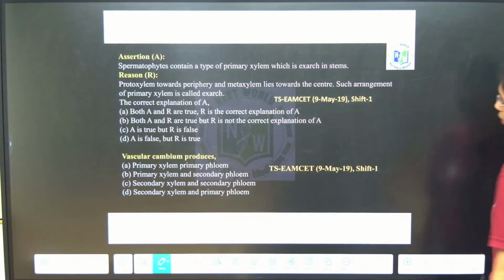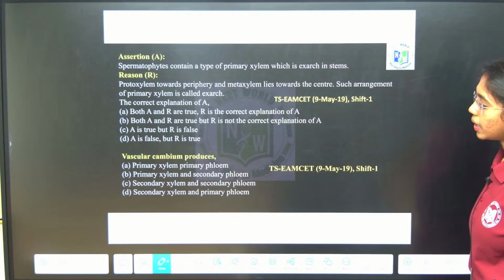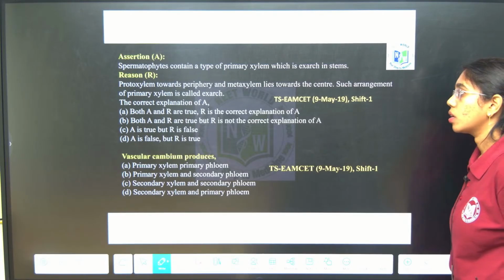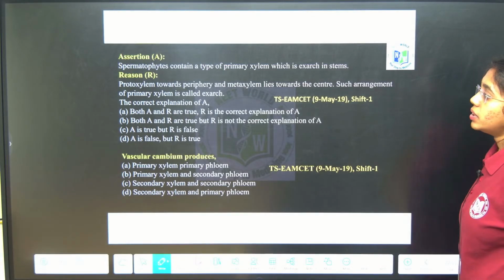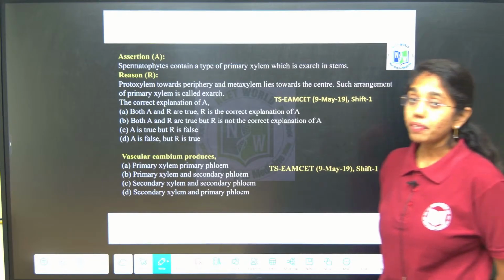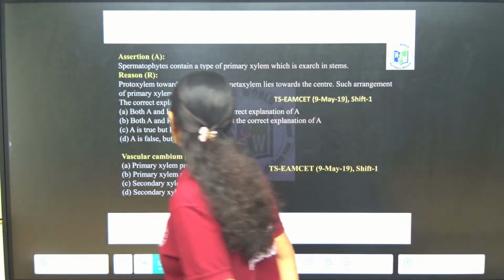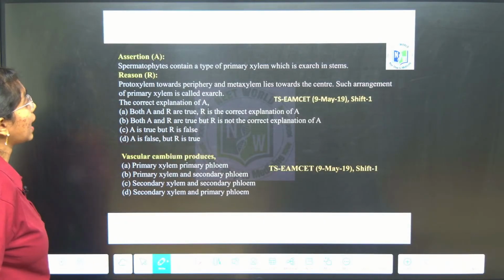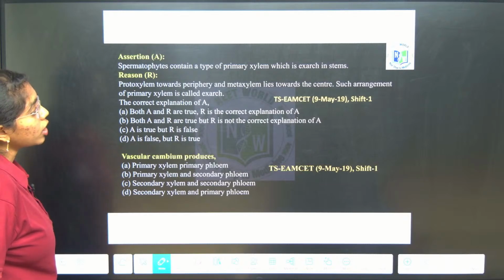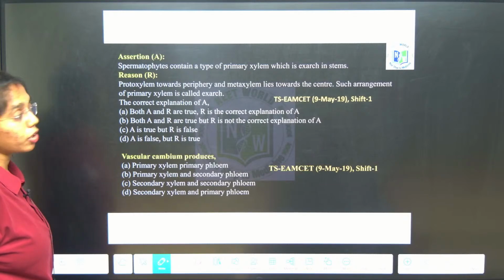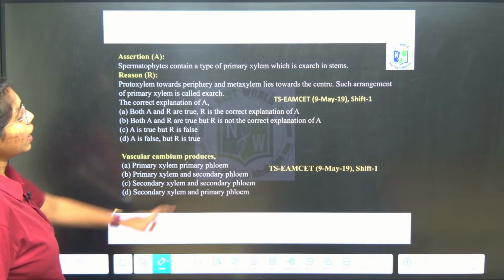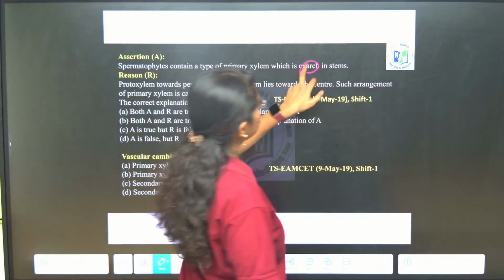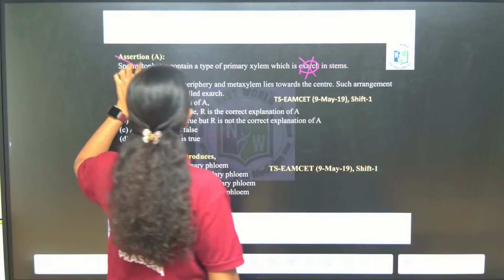Last slide of today's session, ma. Look at these questions, assertion reason and a basic statement based question. First, in the assertion, spermatophytes contain a type of primary xylem which is exarch in stems. Not in all spermatophytes, right? Spermatophytes stem he is saying. In stem it is not exarch condition, in stem it is endarch. So, here assertion is wrong.